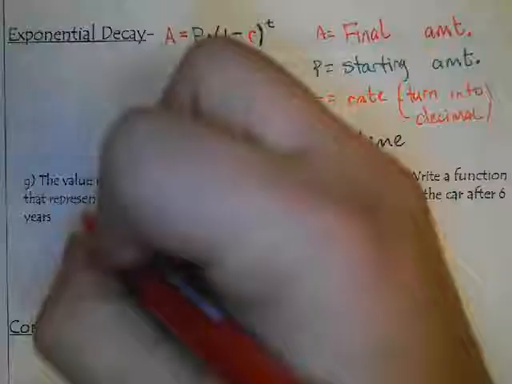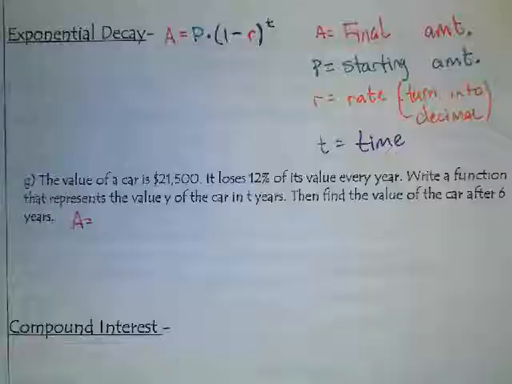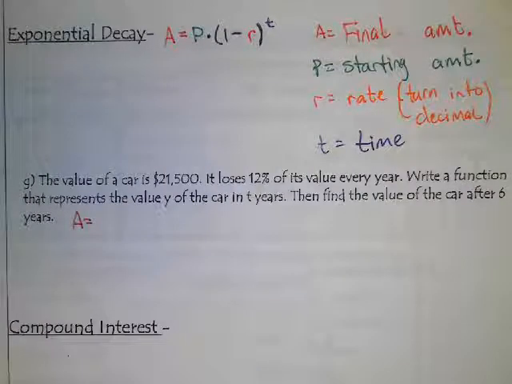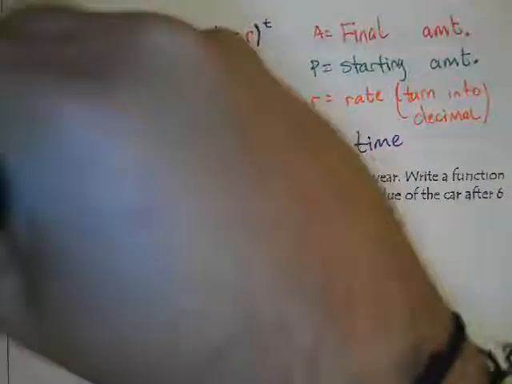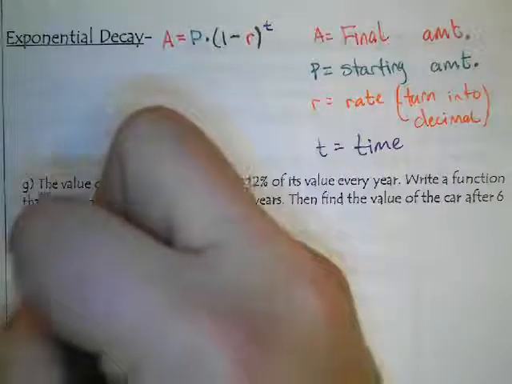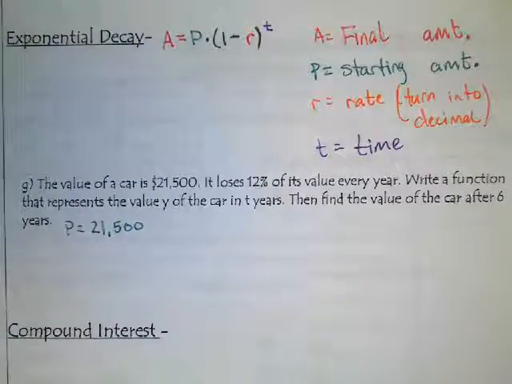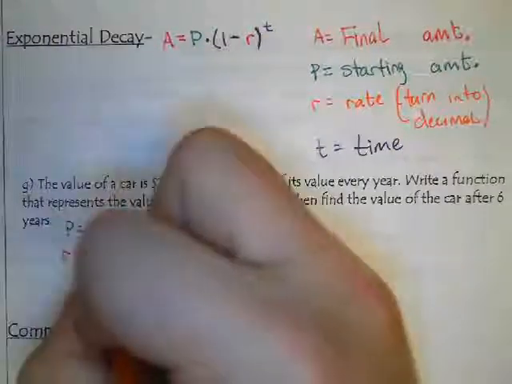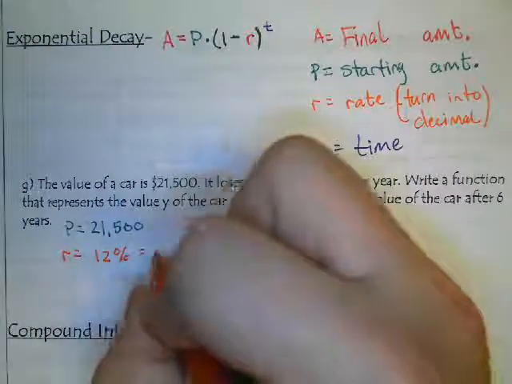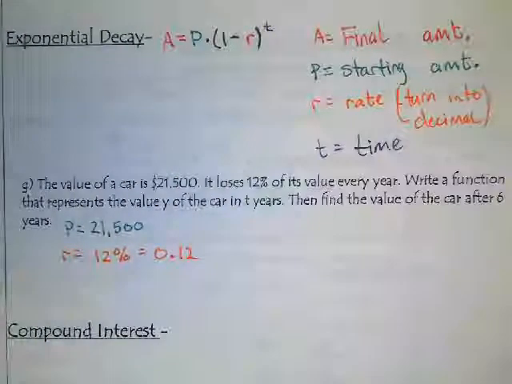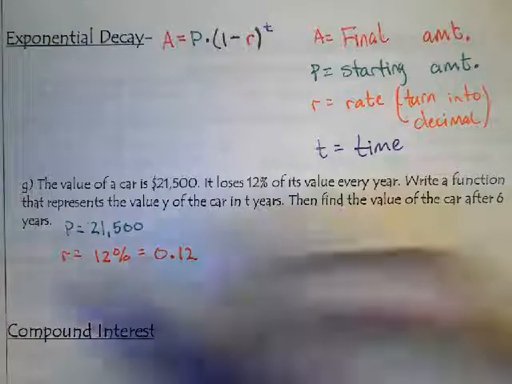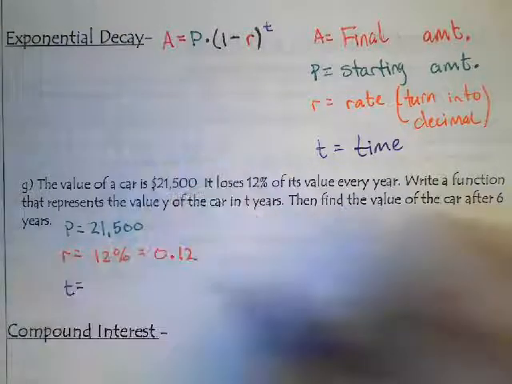So we can say A equals my starting amount. Well, let's just identify them all and then we'll plug them in. So we know the starting amount is P is equal to 21,500. We know our rate is equal to 12%. Move my decimal twice and I get 0.12. And we know the time that they're interested in is 6 years.